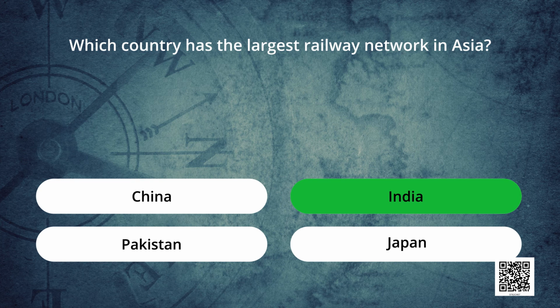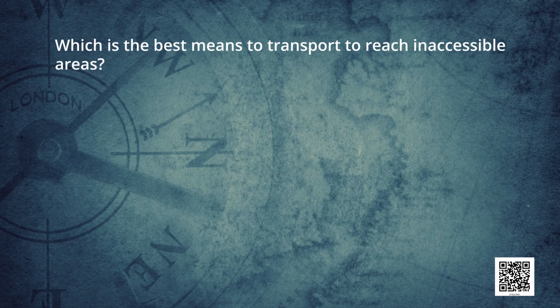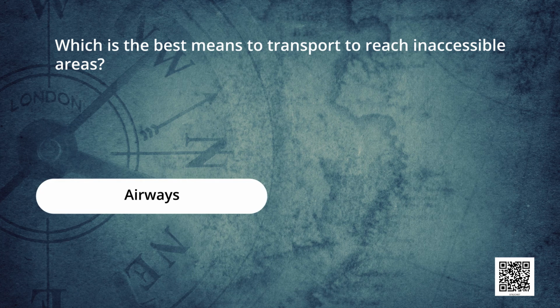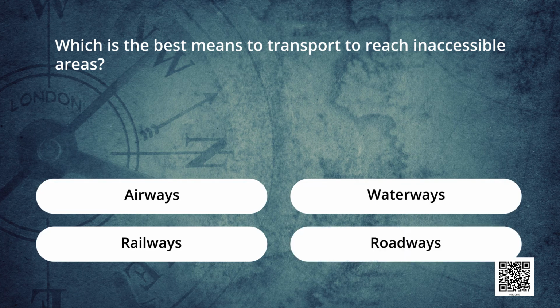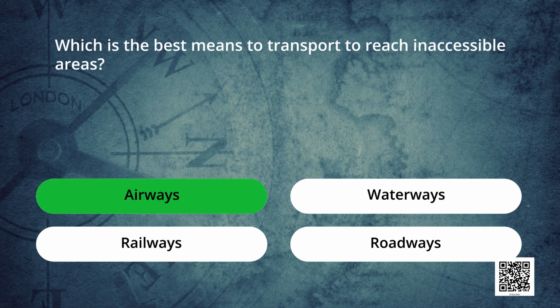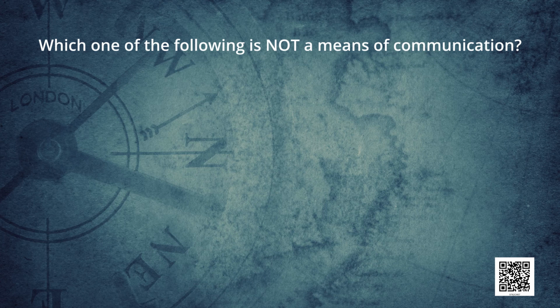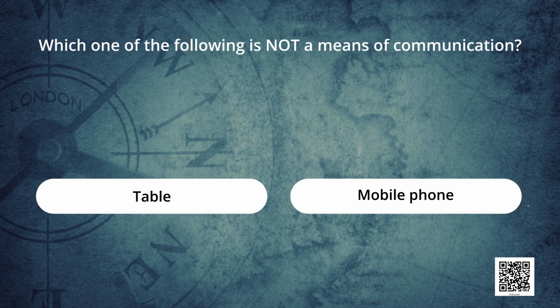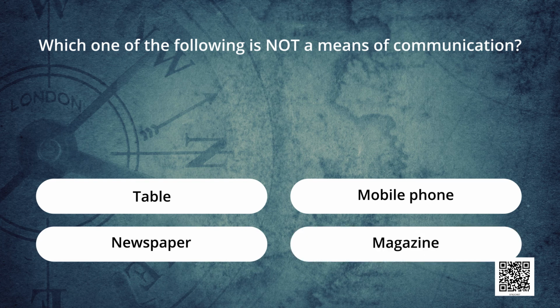This is option B. Which is the best means to transport to reach inaccessible areas? Airways, waterways, railways or roadways? Yes, it is airways, which are the best means to transport to reach inaccessible areas. Next, which one of the following is not a means of communication? Table, mobile phone, newspaper, magazine? Yes, it is table.